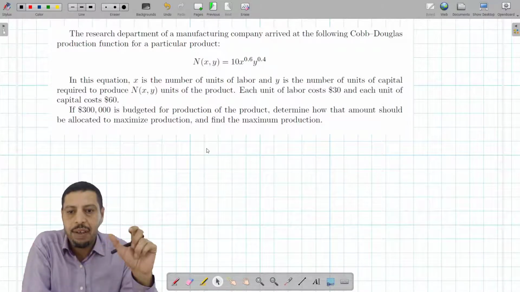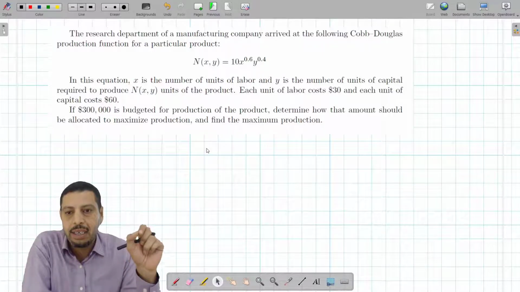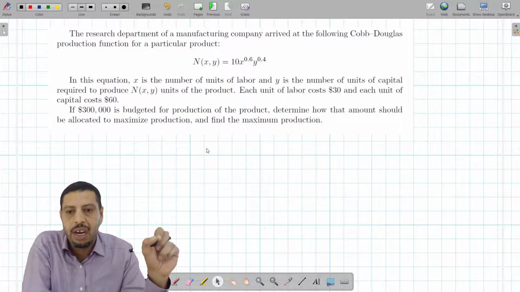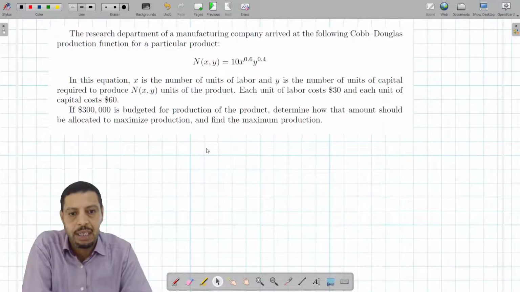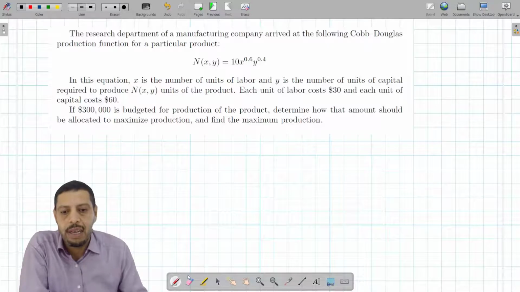In addition, you have a budget which is limited. So you have just $300,000 which are budgeted for production of the product. So the question is how that amount should be allocated to maximize the production, and we're going to find the maximum production. So we're going to use the Lagrange multipliers method to solve this problem. But first of all, we have to write our problem.